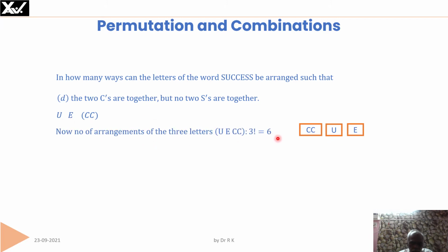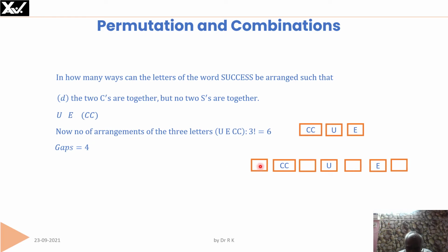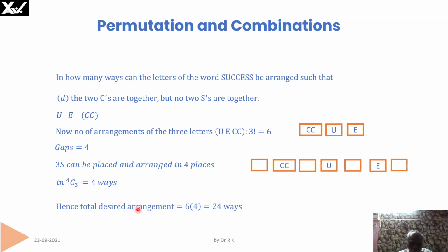That is 6 ways. Now there are 4 gaps, 2 gaps in between, 1 before and 1 after. And there are 4 gaps shown here, 1, 2, 3 and 4. So the 3 S's can be placed and arranged in the 4 places in 4C3 ways, 4 ways. Hence total desired arrangement is 6 into 4, 24 ways. That is what we got.